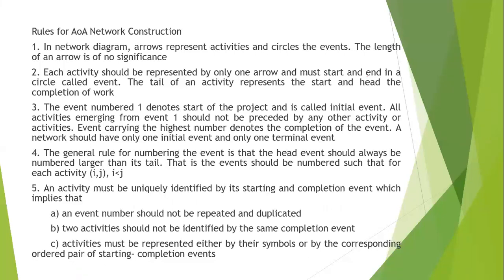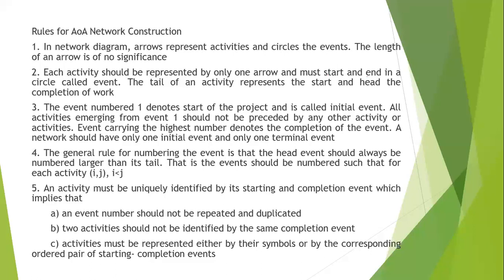Now coming to the fifth one, very important. An activity must be uniquely identified by its starting and completion events, which implies that an event number should not be repeated or duplicated. So once you give a number to an event, it should not be duplicated. Two activities should not be identified by the same completion event. So one activity should have one number, and another activity should have another number. Activities must be represented either by symbols or by the corresponding ordered pair of starting and completion events. So these are the three rules which you have to follow when you create an activity.